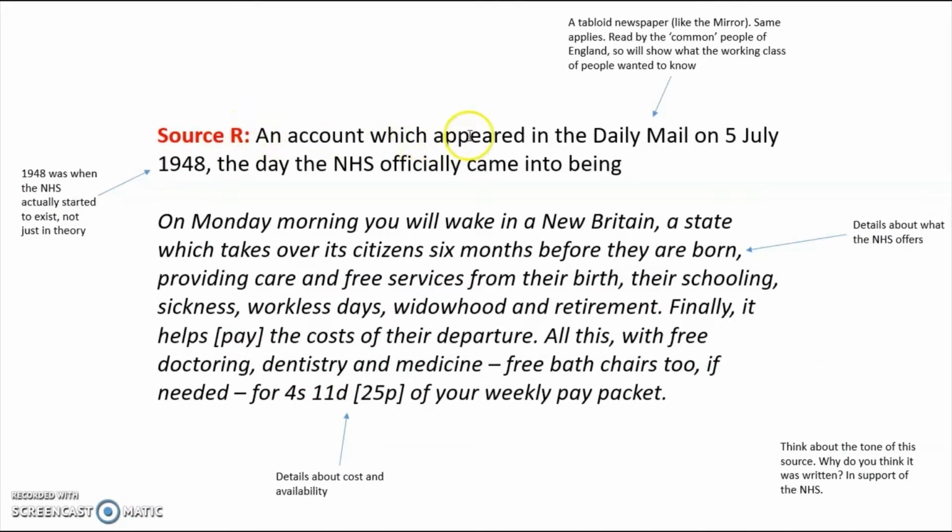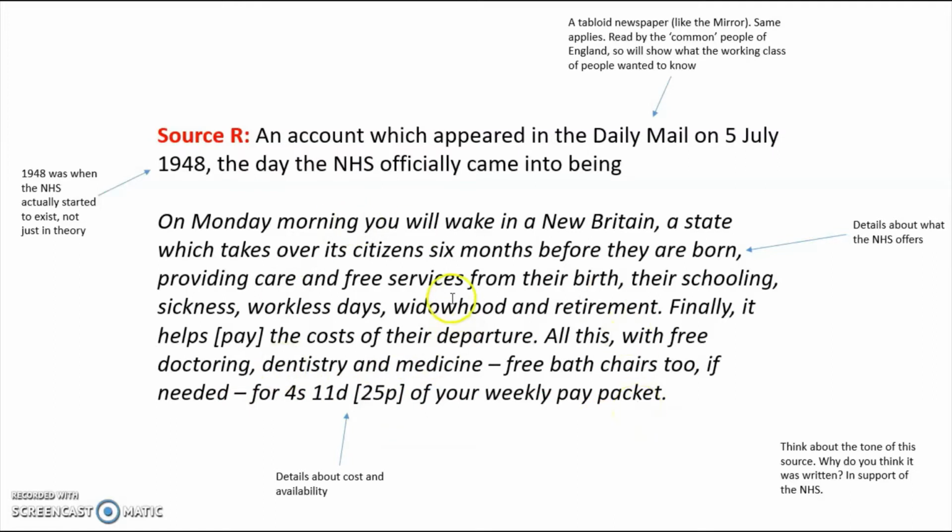And it is an account which appeared in the Daily Mail on the 5th of July 1948, the day the NHS officially came into being. On Monday morning, you awaken a new Britain, a state which takes over its citizens 6 months before they are born, providing care and free services from their birth, their schooling, sickness, workless days, widowhood, and retirement. Finally, it helps pay the cost of their departure. All of this with free doctoring, dentistry, and medicine, free bath chairs too if needed, for 4 shillings 11 dimes, which in the modern day is 25p, of your weekly pay packet.